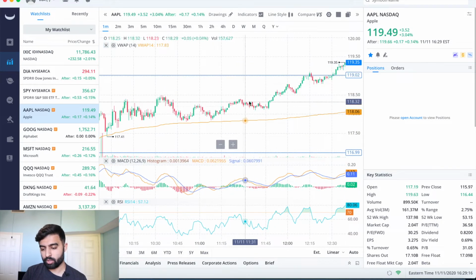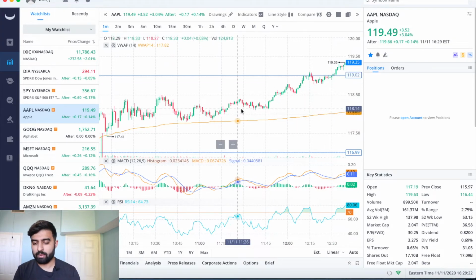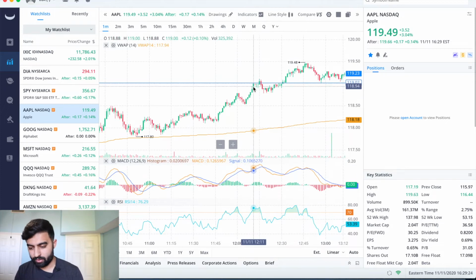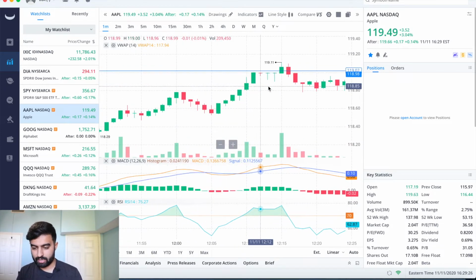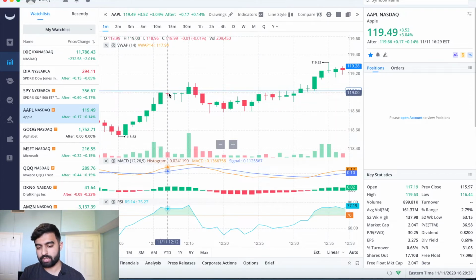And then from that point on, we were up, pushing towards that 119 line that I have drawn. I'm going to zoom in here. Each of these candles, this is a 1-minute chart, so each candle represents 1 minute. What we'll see here is we push up against 119, right? But we don't quite break it. We're hitting up against it. We do break it for 2 minutes.